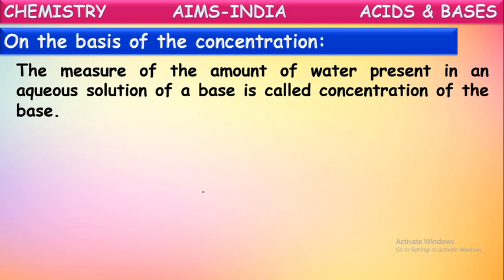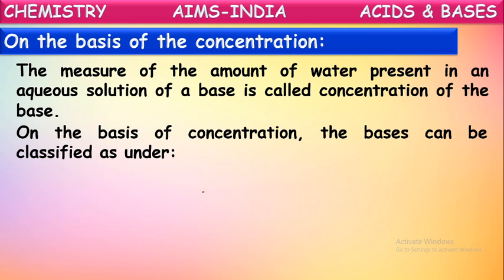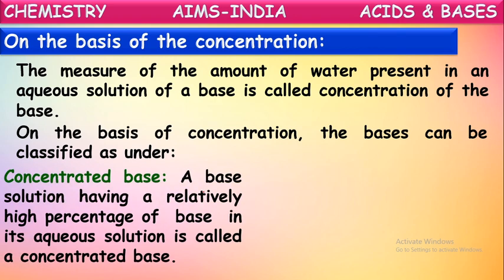Based upon the concentration, bases are classified into two types. They are concentrated bases. The base solution which has a relatively high concentration, or high percentage, of base in its aqueous solution is called a concentrated base. It means a base containing more quantity of base than water. If the water quantity is very much less than that of the base quantity, then that base is said to be a concentrated base.